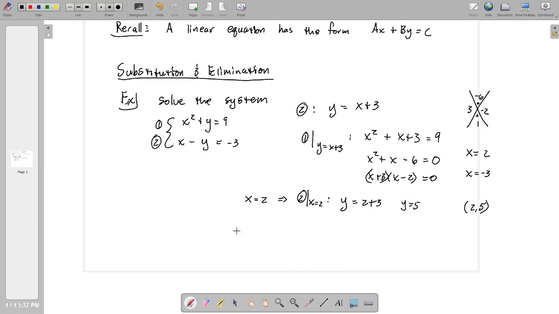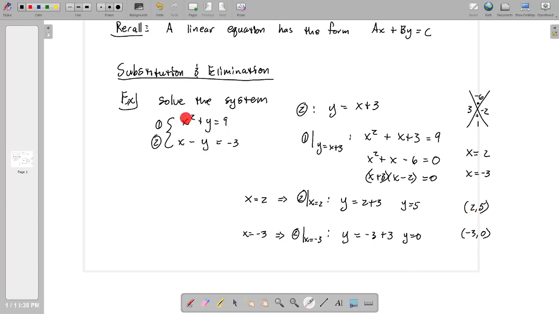When x is equal to negative 3, and we look at equation 2, such that x is equal to negative 3, we get y is equal to negative 3 plus 3. In this case, we get y is equal to 0. Again, when x is equal to negative 3, y is equal to 0. So we get the point negative 3, 0. These are my two solutions to this system, and we can check it if we want to.